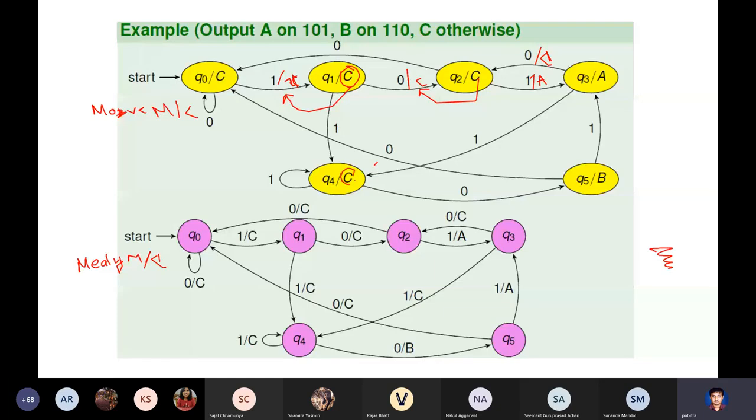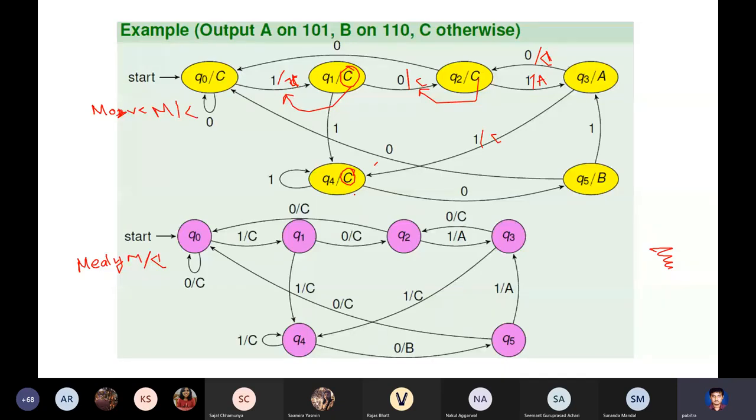Basically, you take the output of a state, and for all the incoming edges to that state, you copy the output and remove the output from the state. That's what we have done, and you get the equivalent Mealy machine. All right. So what happens in terms of the transition? Let's take the state transition table. Graphically, it is clear.